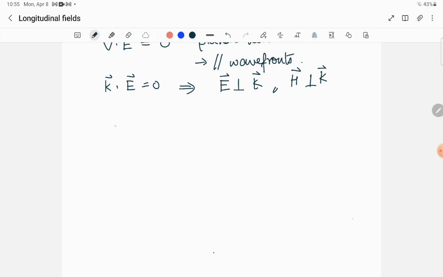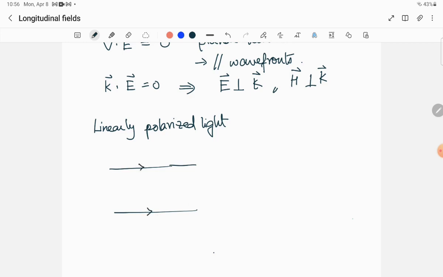So let us consider linearly polarized light, a beam of light. When this light is incident, I am drawing the two extremes of the beam, and we pass it through a lens and it gets focused to a point. If you look at the electric field, because it's linearly polarized, everywhere it is in the same direction, so it will be polarized in this direction.